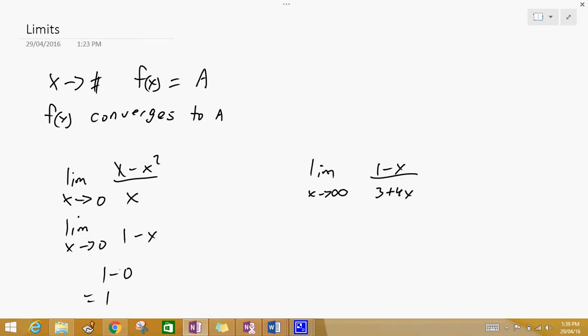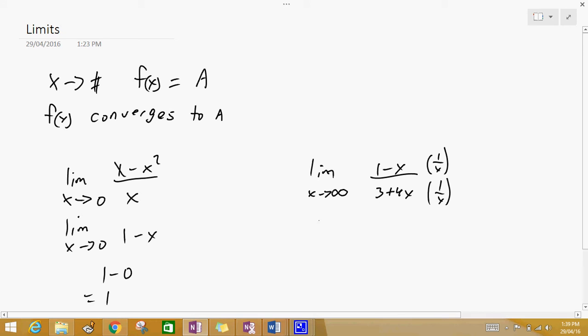Similarly, we could do something like this, where you've got a limit as x approaches infinity for this function. But for this function, if I put in infinity, we get infinity divided by infinity, and that wouldn't be any good. So, once again, we're going to do a little bit of trickery with this and do some algebra. So what I'm going to do is I'm going to multiply the top by 1 over x, and I'm going to multiply the bottom by 1 over x.